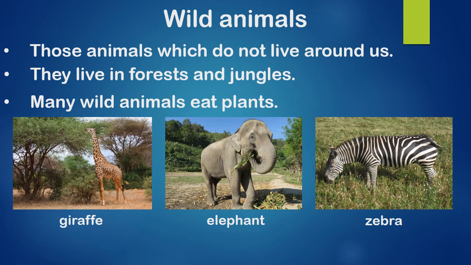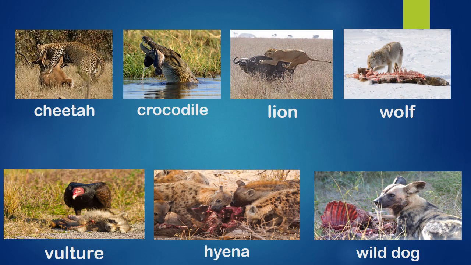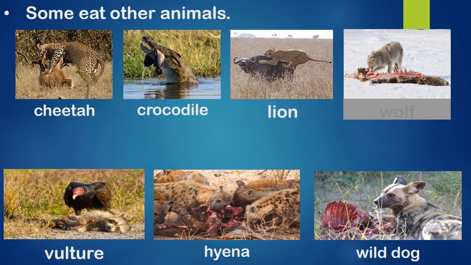Many wild animals eat plants. Many wild animals are plant eaters. They like to eat plants like giraffe, elephant, and zebra. Some eat other animals, means some wild animals like to eat the meat of other animals. They are meat eaters, or they are also called carnivores like cheetah, crocodile, lion, and wolf.